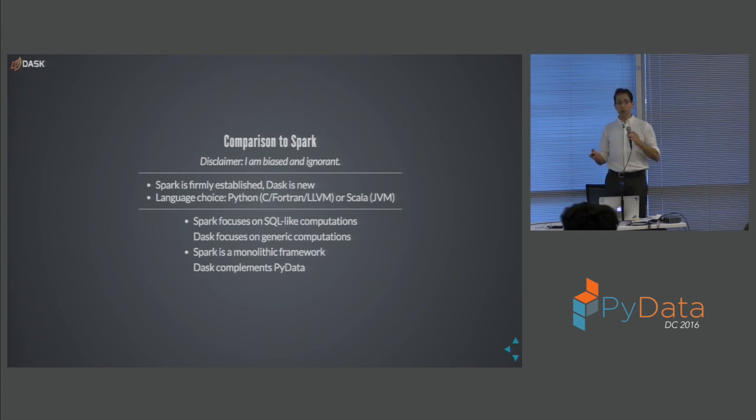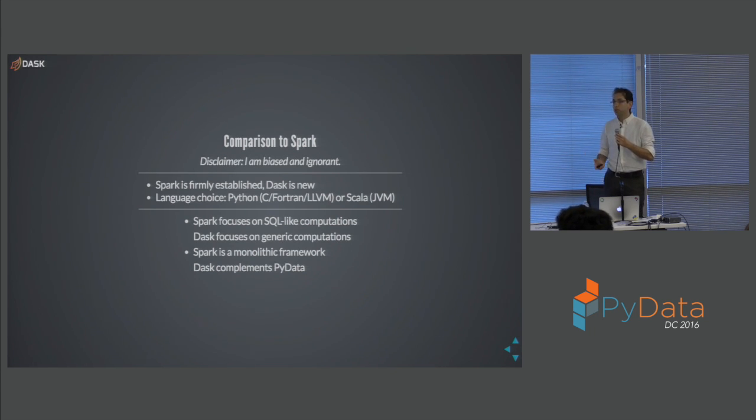So a few differences. First, Spark is firmly established and Dask is quite new. And then the other obvious difference is that Dask is written in Python and Spark is written in Scala. So two large differences. If you like Python, if you have Python developers, Dask might be something to look at.